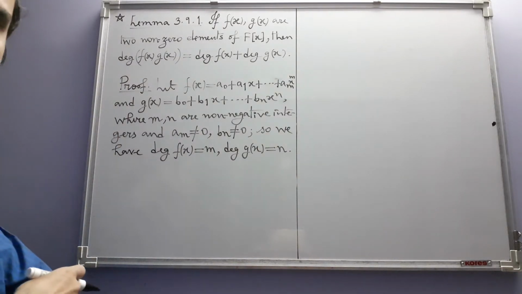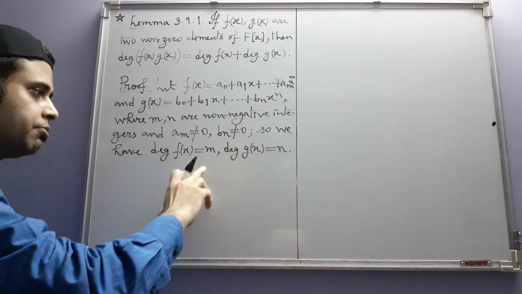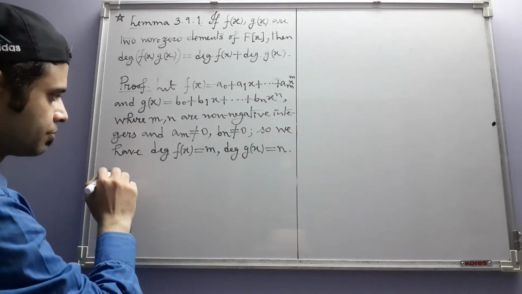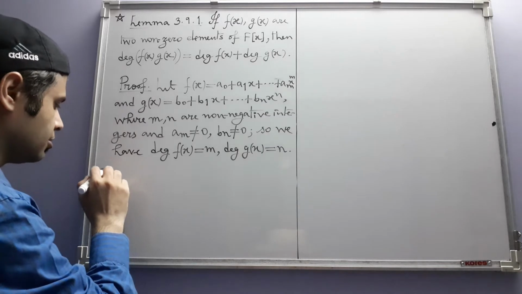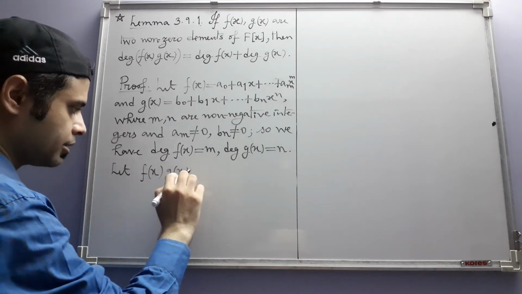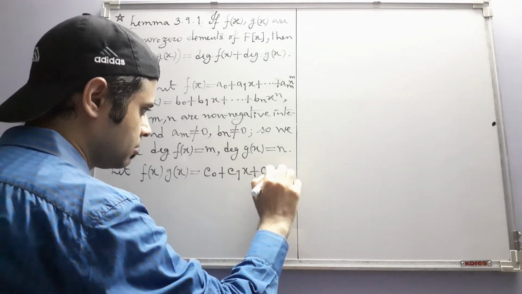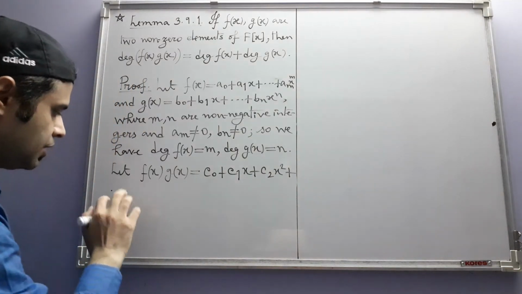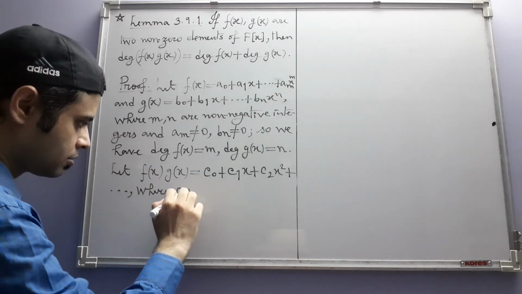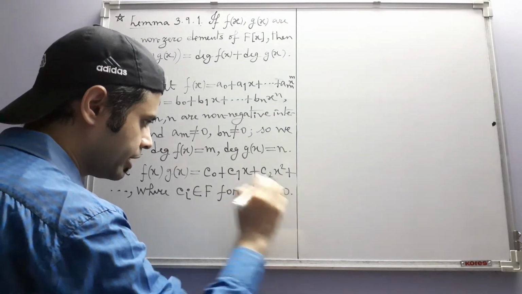Okay, now we are interested in showing that the degree of f(x)g(x) is m plus n. So naturally, that means we would try to calculate the coefficient of x to the power m plus n. To make it look somewhat neat, we consider this also. Let the polynomial f(x)g(x), the product, be c0 plus c1x plus c2x squared etc. We know it will end at some stage, but we are not showing that here, where ci belongs to F for all non-negative integers i.